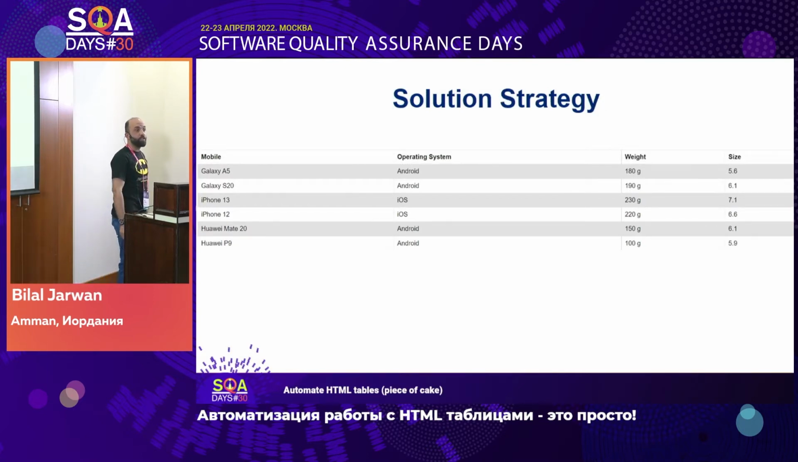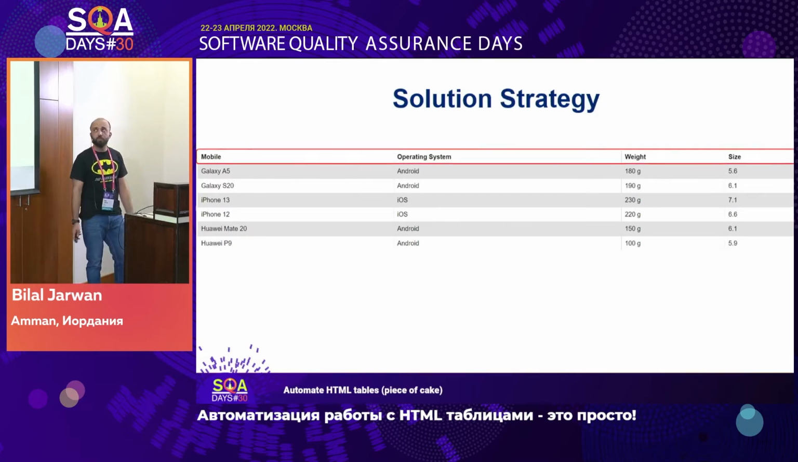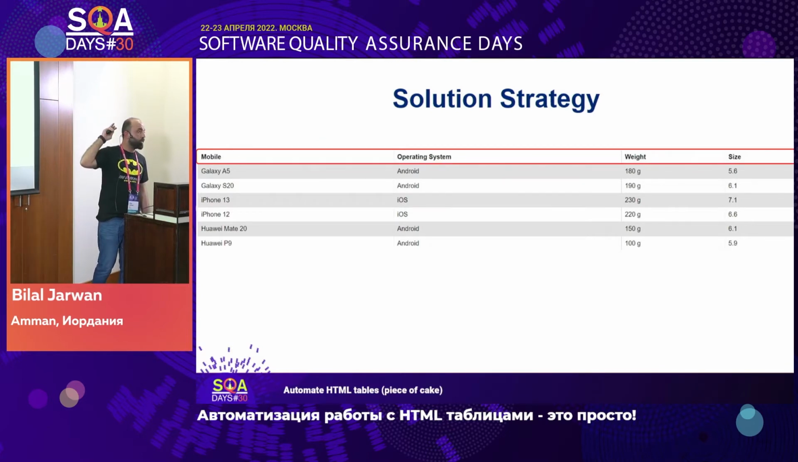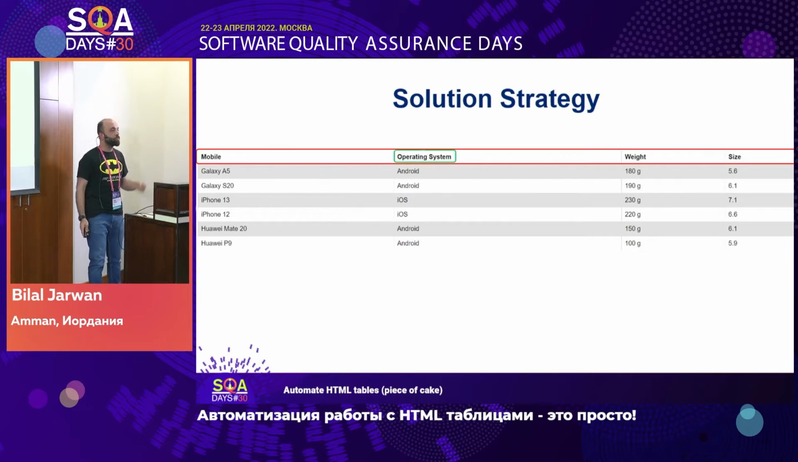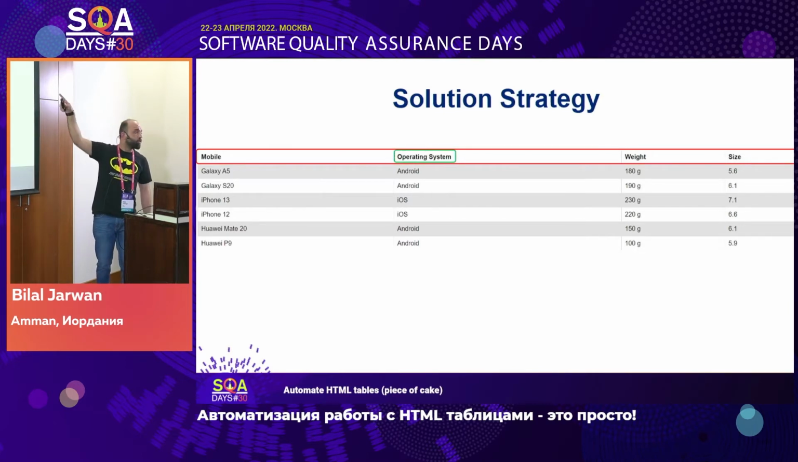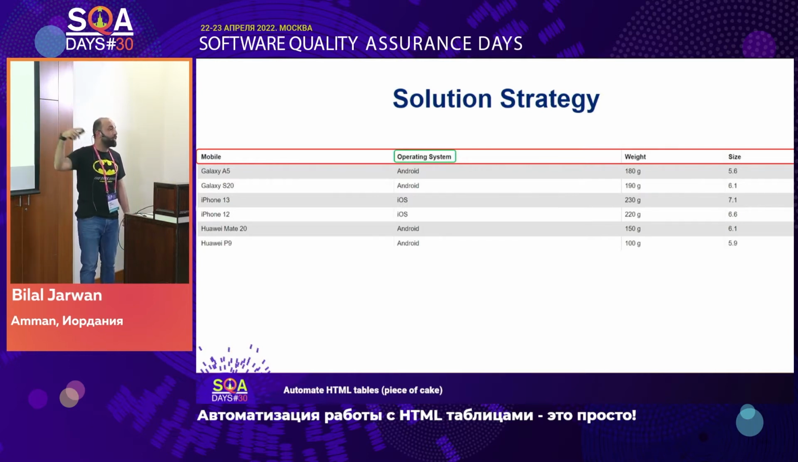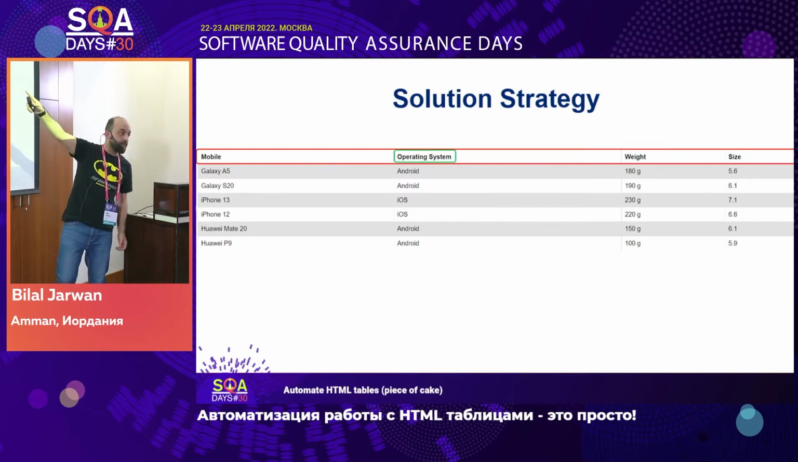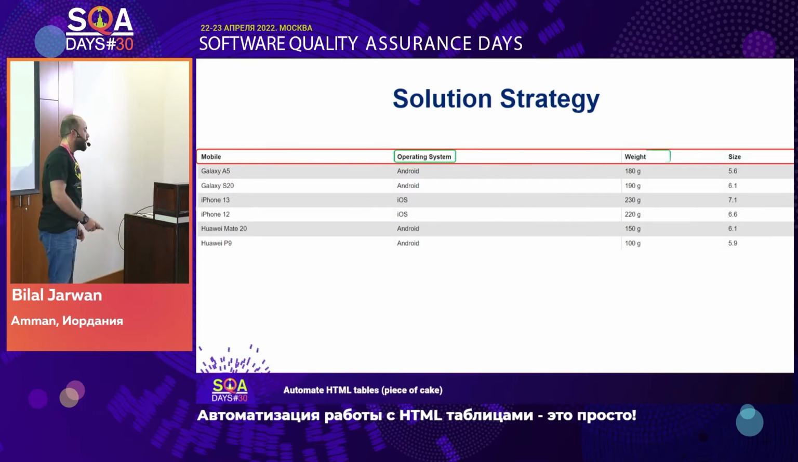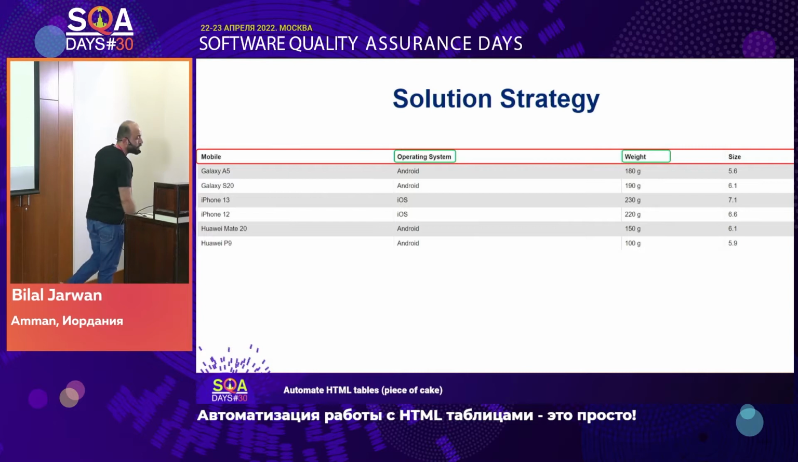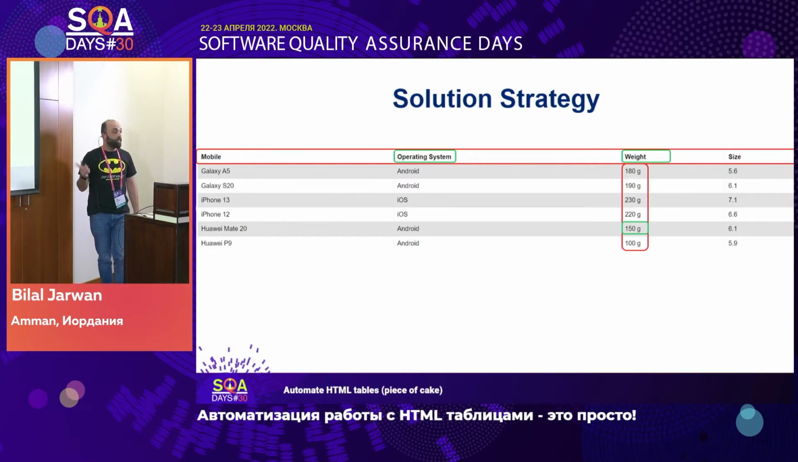After you prepare your logical questions, you can set a solution strategy. The solution strategy will be like, I want to check the headers, and let's say I'm trying to get the operating system. So I will do a for loop to check all the headers and know what is the index of the header that I need to get data for. So the needed data now is the operating system, and I need to get the data for the weight equal to 150 gram. And this is the case.